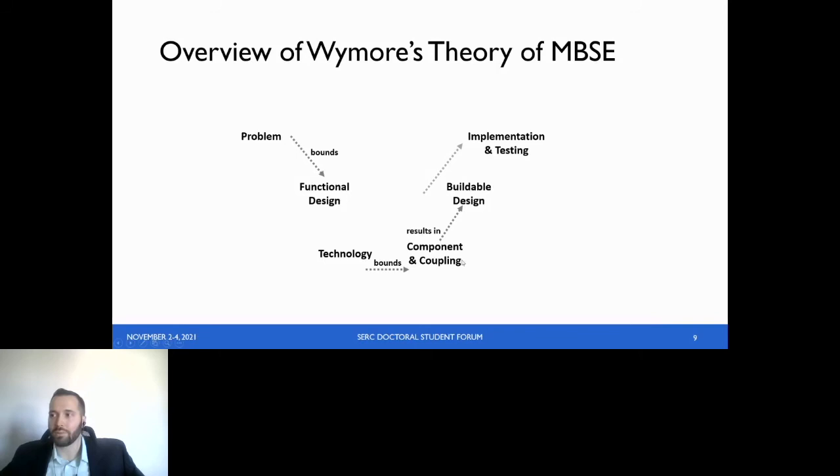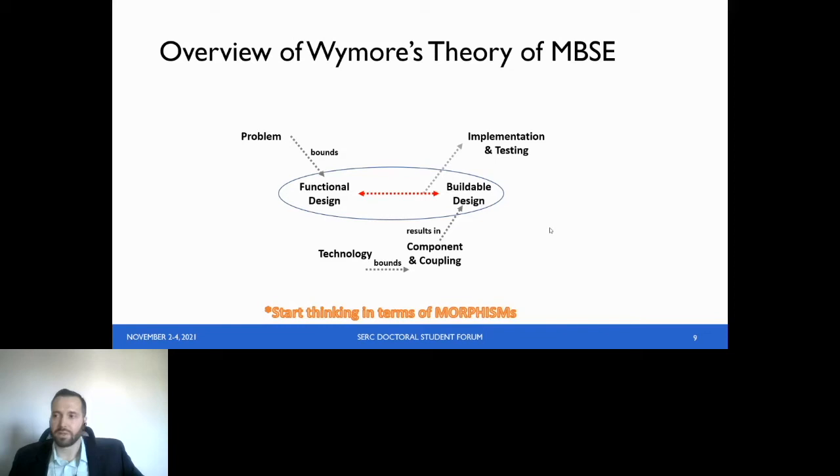Now the actual implementation is based on a buildable design, which is then tested. However, you really need this relationship here in the middle, which is a morphism that defines the relationship between the potentially more abstract functional design and the potentially more elaborate buildable design. When I started thinking about it more and more, I realized we can capitalize on this concept of a morphism and bring it within the context of modern systems engineering, enabling the computational capability that we're seeking with the digital transformation.